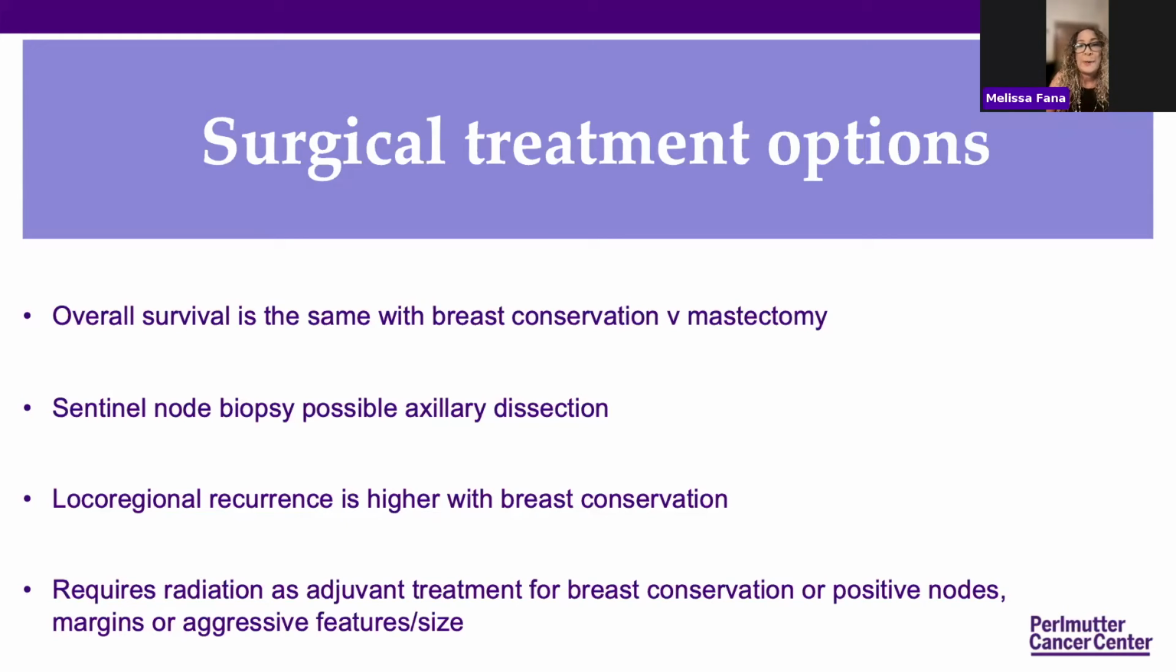And you might ask, if survival is the same, why would anyone remove their breast? Well, they can carry a genetic mutation that puts them at elevated risk for a second breast cancer. They can want to avoid radiation. And usually when you remove your breast, you could avoid radiation. Not always, though. If you have a positive margin, if you have a large tumor, if you have very aggressive features, depending on size and aggressiveness, you might still be recommended some radiation. And depending on how many nodes were affected with the cancer, you may be offered radiation as well.